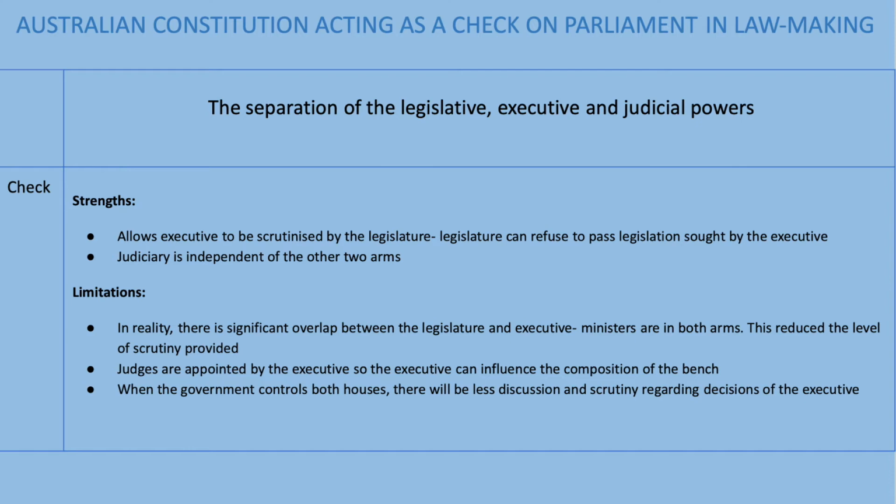Another limitation is that whilst the judiciary is independent of the two other arms, judges are actually appointed by the executive, so the executive can influence the composition of the bench. And when the government controls both houses, there will be less discussion and scrutiny regarding decisions of the executive.